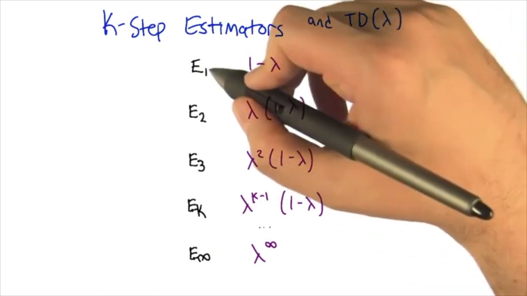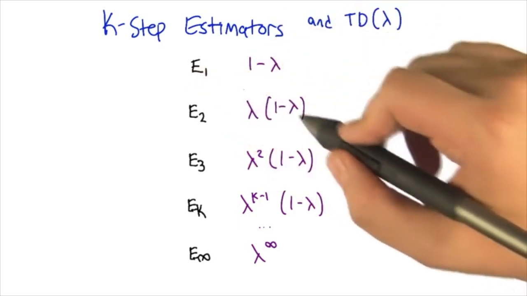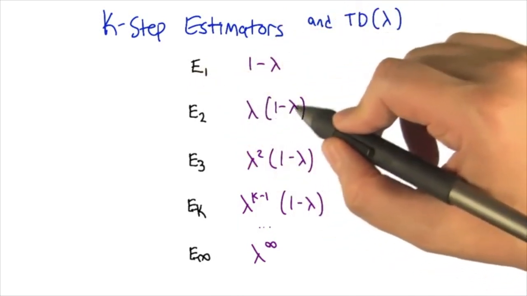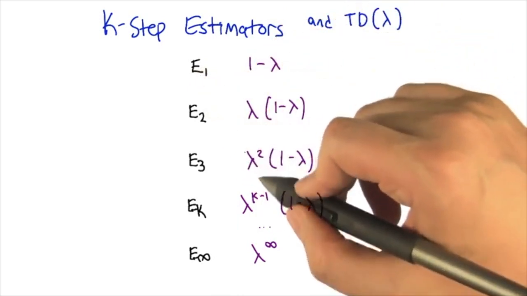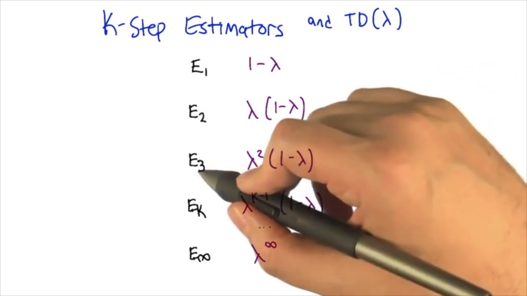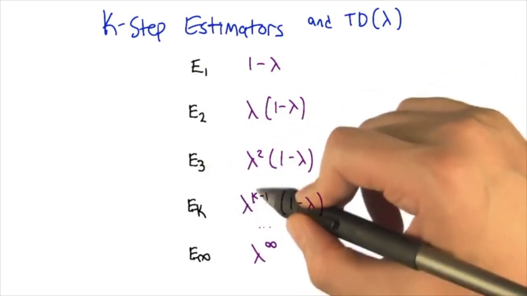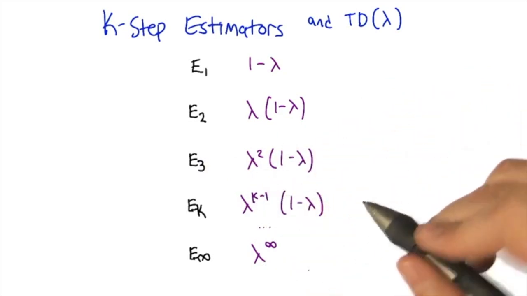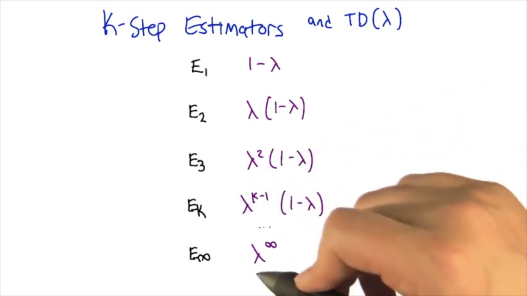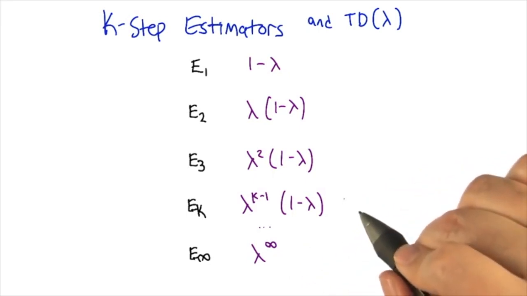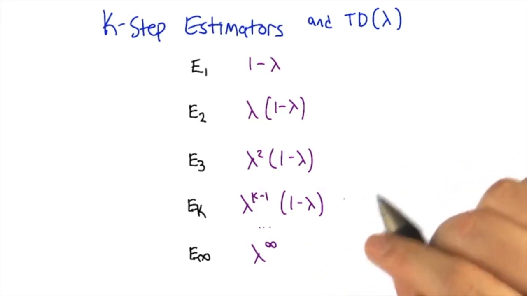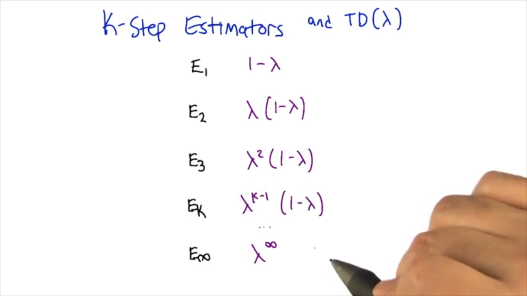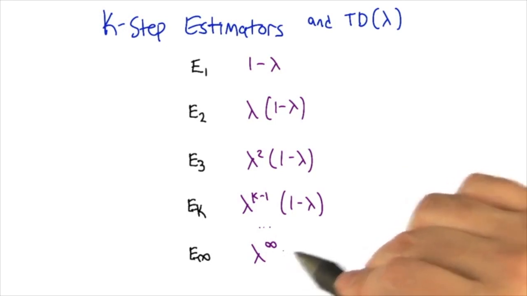1 minus lambda for the one-step estimator, lambda times 1 minus lambda for the two-step estimator, lambda squared times 1 minus lambda for the three-step estimator, lambda to the k minus 1 times 1 minus lambda for the k-step estimator, and then all the way down to essentially lambda to the infinity, but of course that one literally doesn't get any weight. Wait, what's... Except, well, actually, let's leave it at that for now, and then we'll explain why that's an okay thing to say in a second.